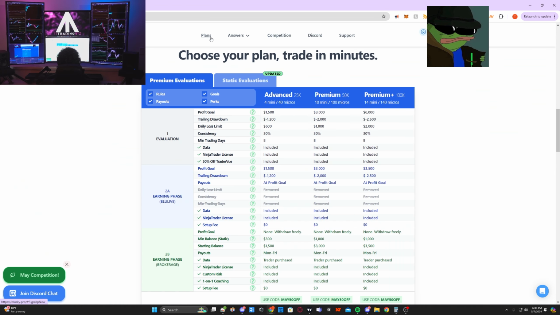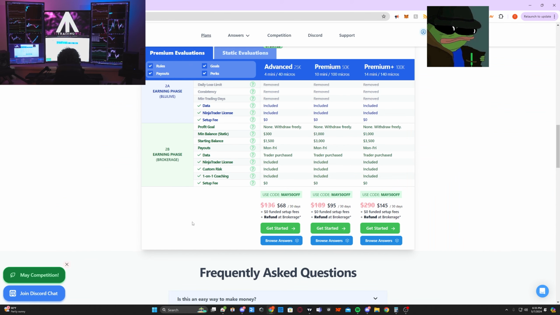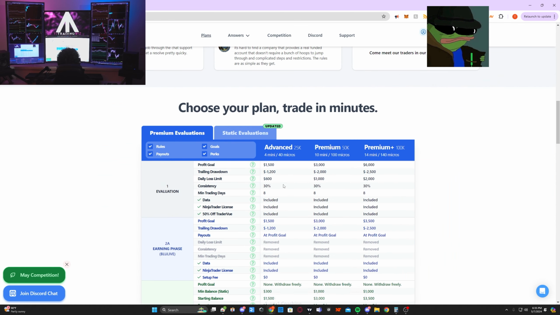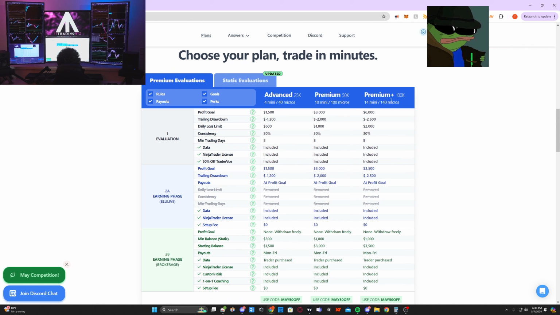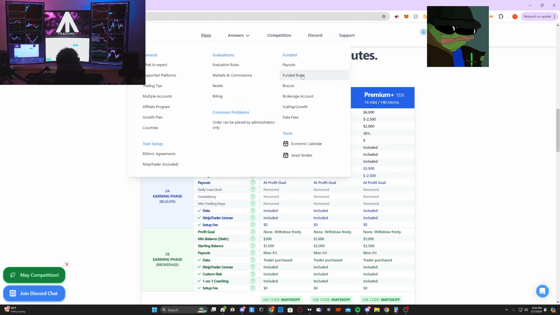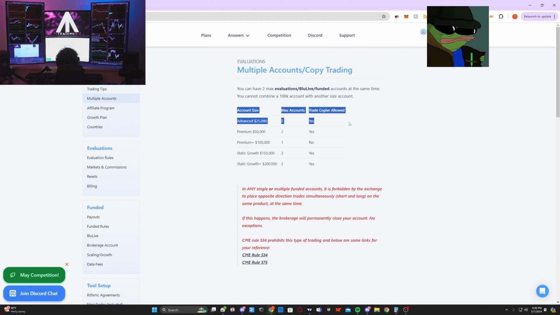But let's go ahead and pick up a 25K account, because I think you can have two 50Ks. Actually, multiple accounts. If you go into the rules, let's see, multiple accounts, they have a section right here. You can have two 25Ks, two 50Ks, or two statics. Actually, I didn't know this. You can't have more than one 100K account. And you're allowed to copy trade.